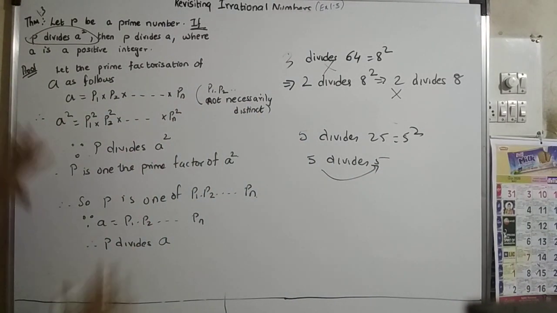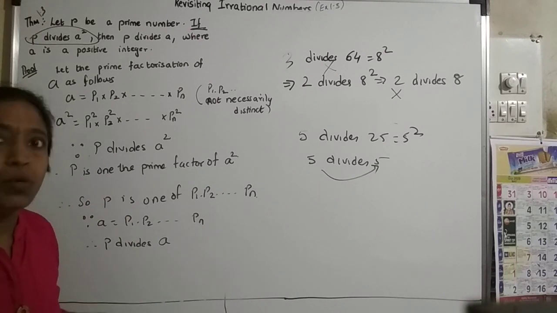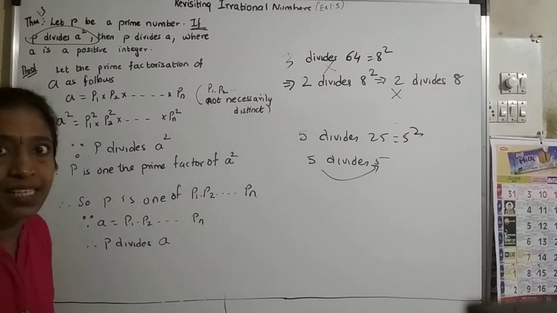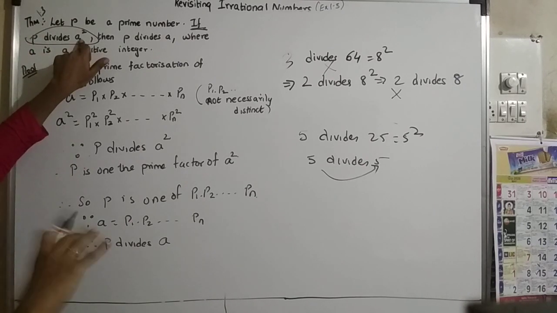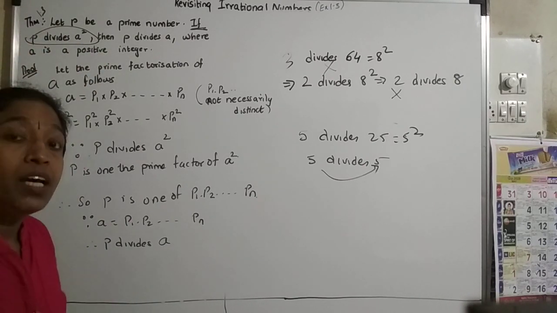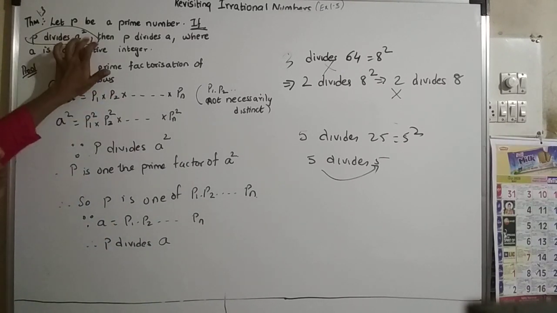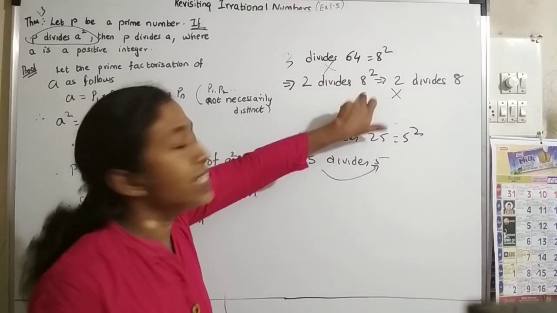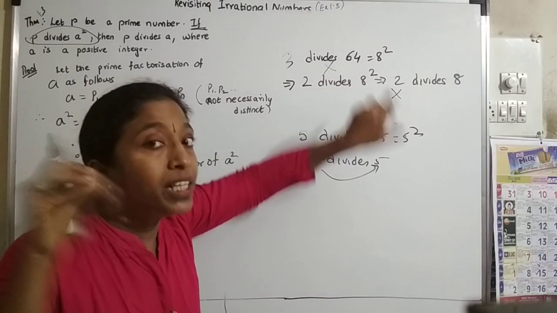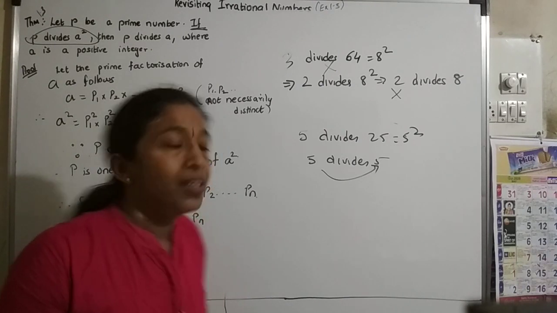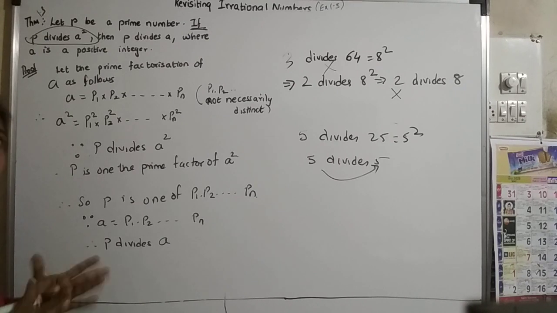Let's go to the proof. As I said, try to understand, don't go very deep because this is not important, but we have to understand since it is there in NCERT. Here it is given that P divides A square. When I say P divides A square, from this we understand that P is one of the factors of A square. Now here I say 2 divides 8 square. It means that in that 64, somewhere this 2 exists. Correct? Here, as I said, A is a composite number.